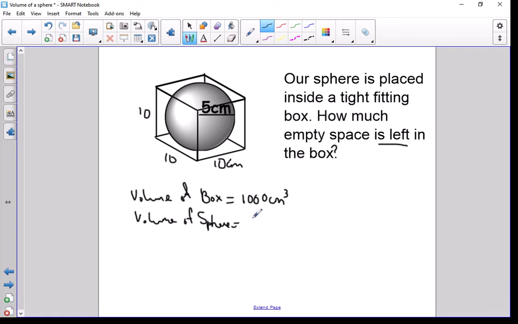is 523.6 centimeters cubed, because we're looking for the volume that is left, how much space is left, we're taking away. So our final answer is 476.4 centimeters cubed.